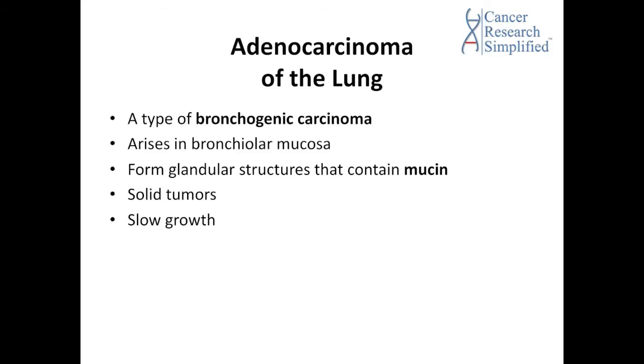Adenocarcinoma of the lung is a type of bronchiogenic carcinoma which arises in bronchiolar mucosa. Most of these tumors form glandular structures that contain mucin. Mucin is a protein in mucus. Although few of these tumors lack mucin and they are solid. Growth is slow, but there may be an early invasion of blood and lymph vessels by metastases while the primary lesion is still asymptomatic. Asymptomatic means showing no symptoms.